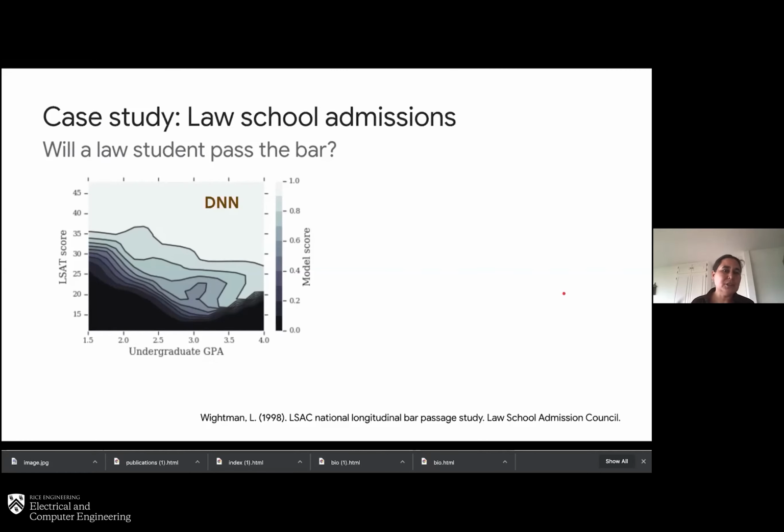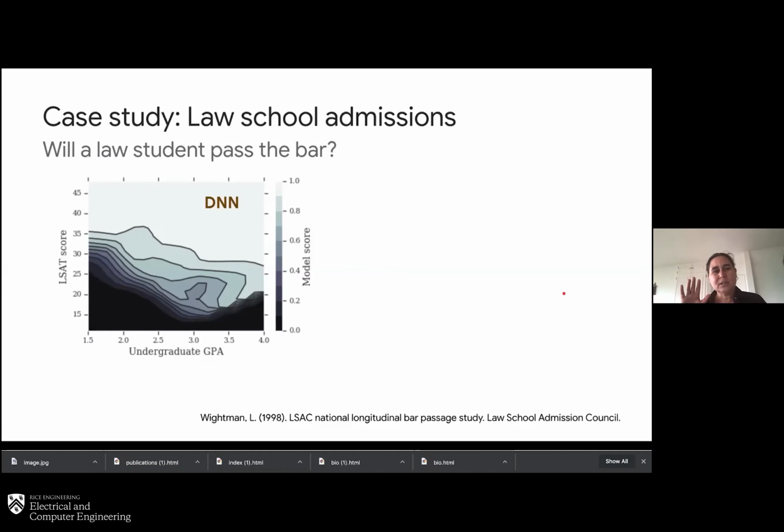For a 2-dimensional space, you'd think you have plenty of training data with 19,000 training samples. And this is what the DNN looks like if you just train a 2-layer DNN. You get this sort of surface for what is the probability the student will pass the bar.